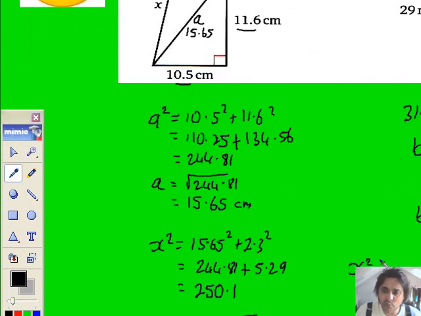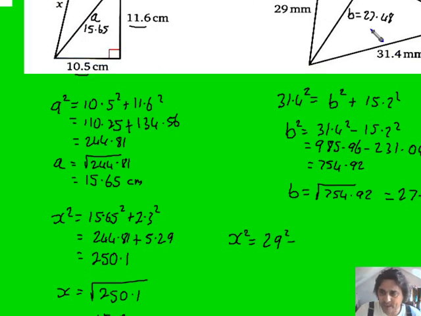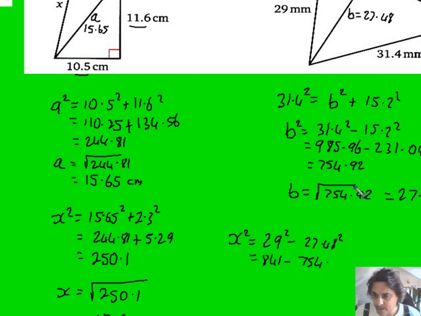So here I go. Let's try and squeeze it over here. X squared is the small length, so we're going to do 29 squared, the hypotenuse, take away this 27.48 squared. Now 29 squared I've not worked out yet today. Gives me 841. Take away now this 27.48 squared, which is basically this 754.92. Or is it 96? Yeah, no, 92. Work this out now.